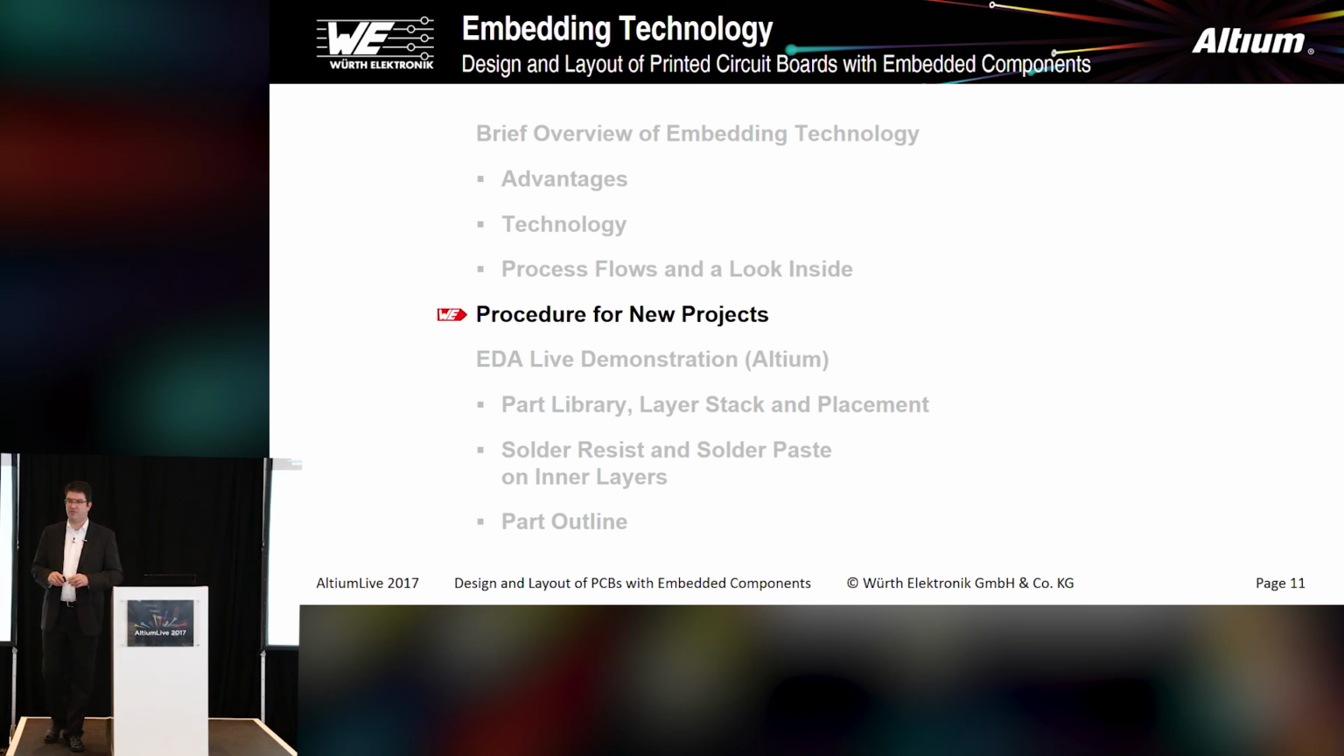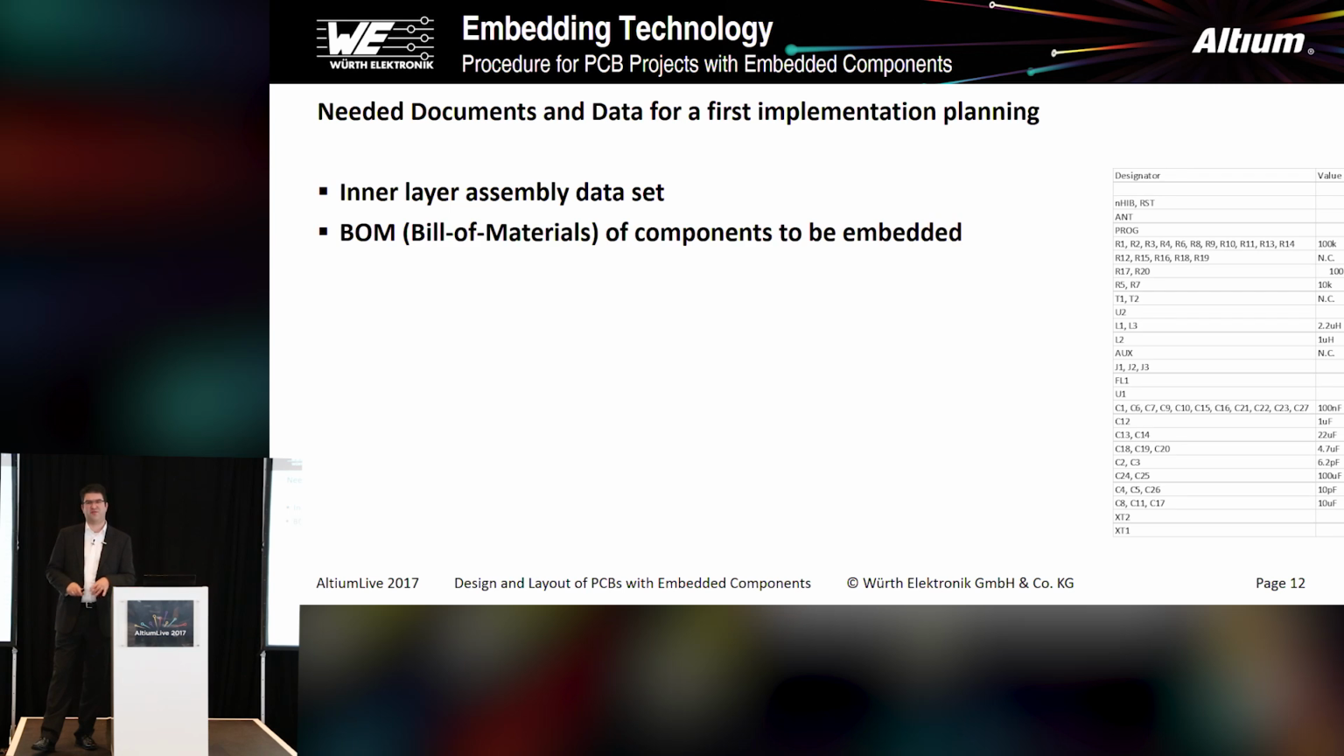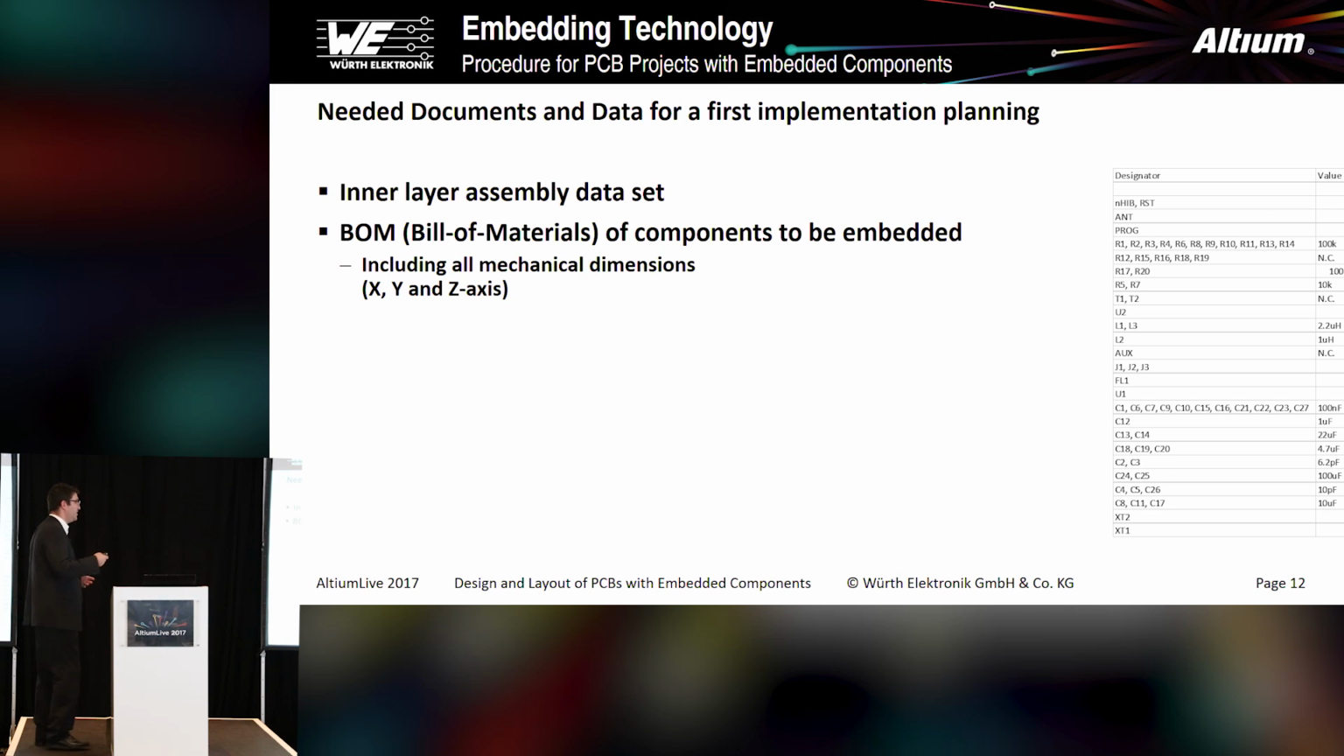So how is the procedure for new projects? At the moment, it looks like we need a lot of data to have an idea what we actually want to do. Often you come from a previous project and you already have your bill of materials. What we offer as a service is that we check your BOM and look at the components and which components are actually embeddable. But to do this, we need not only the BOM, we need precise information about the mechanical dimensions of these components.